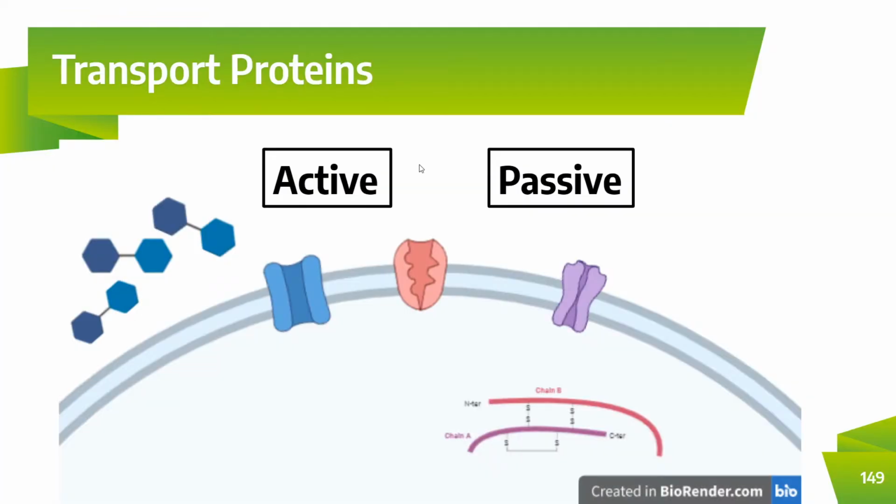So last time we talked a little bit about transport proteins in general, and we found that there are two general types of transport proteins. Some of them are active, meaning that they require energy to function and to transport things over the plasma membrane. And there are also passive transport proteins, which just work, for instance, using the concentration gradient.